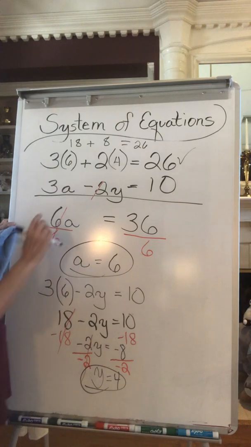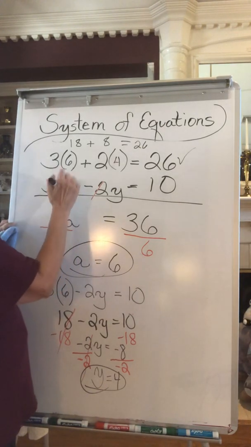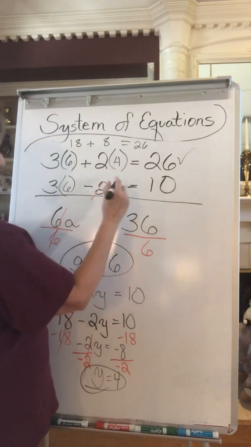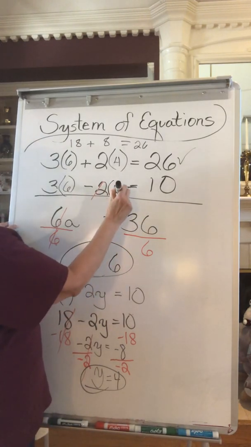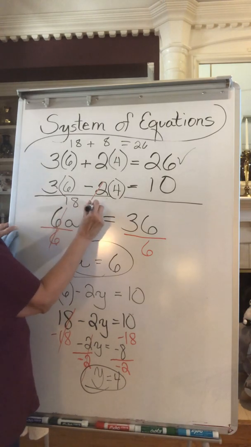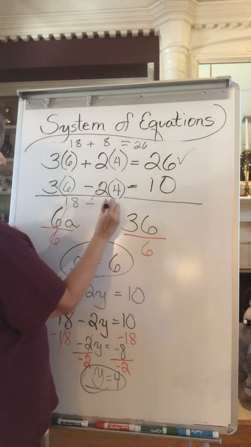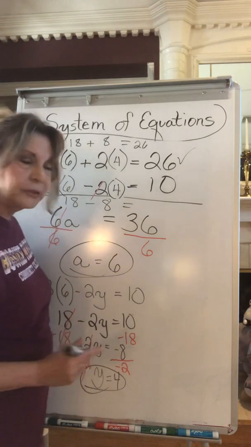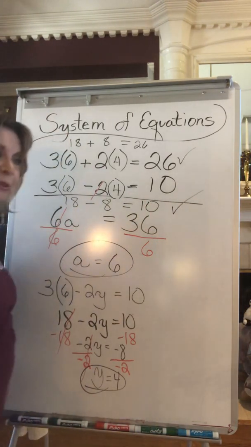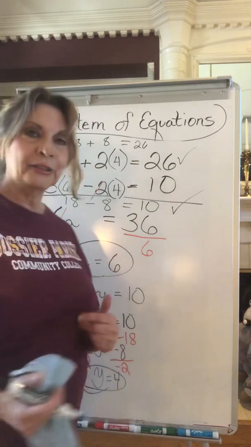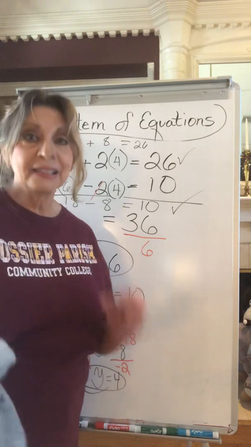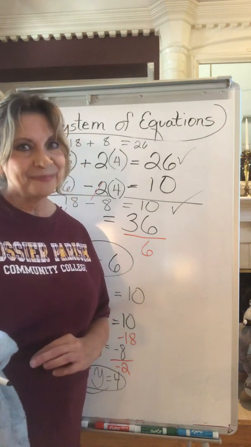Let's try it on our next one here. A equals 6. Y equals 4. Okay, 3 times 6 is 18. Minus 2 times 4 is 8. 18, take 8 away, leaves me with 10, check. So our solution for our unknowns solves both equations. We've solved that system of equations.